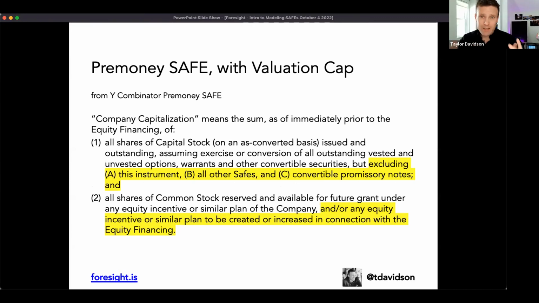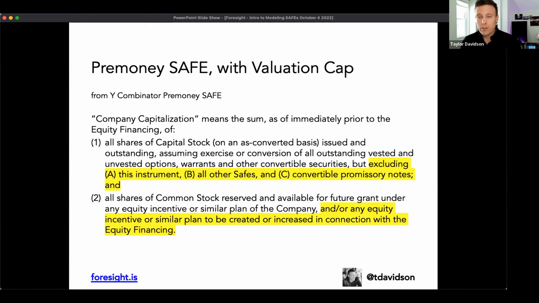This one is like the pre-money safe, right? For example, a pre-money safe with a valuation cap. And this is taken from the old Y Combinator pre-money safe. So company capitalization is all shares of capital stock, fully diluted, but excluding this instrument, meaning excluding the safe, all other safes, and any other convertible note. So basically what that first line is saying, hey, all fully diluted options and shares, but don't include the shares that are being issued to this safe or other safes that are being converted in this round.